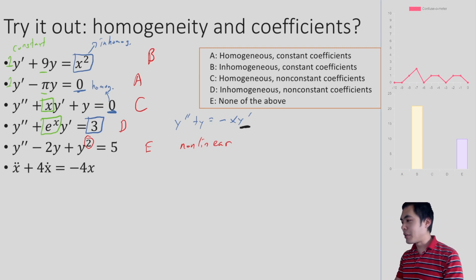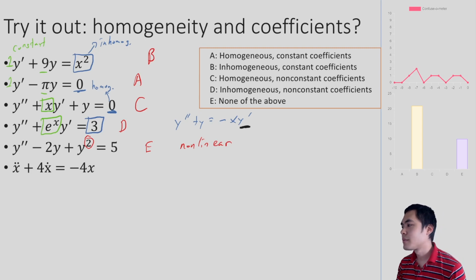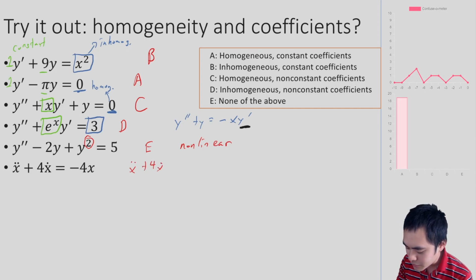Okay, let's do another one. I'm going to start throwing in ones that are slightly trickier. So what about this one? Okay, so you guys caught this trick. The trick here was pretty straightforward. You can rewrite this as x double dot plus 4x dot plus 4x is equal to 0. And therefore, it's homogeneous with constant coefficients.